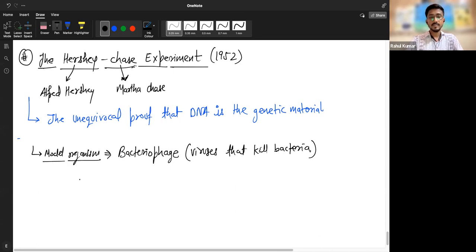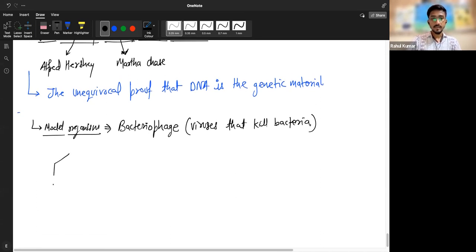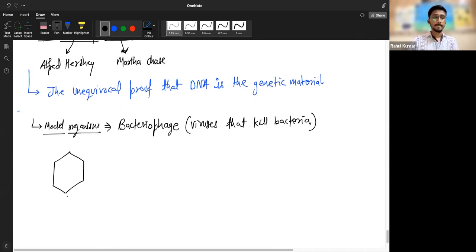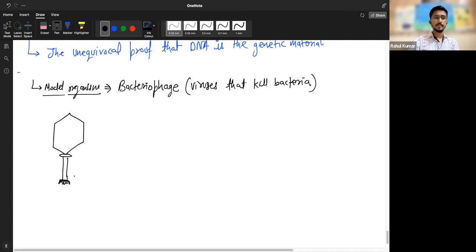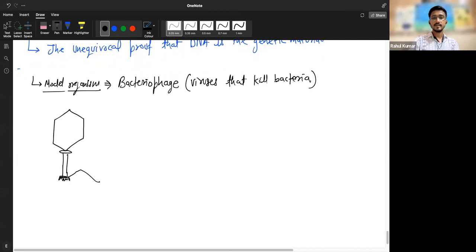Now a bacteriophage has a structure like this. They have a protein coat, with the neck region, and towards the base they have these leg-like structures that sit on a bacteria. You understood? So this is the protein coat, everyone. Everyone understands?